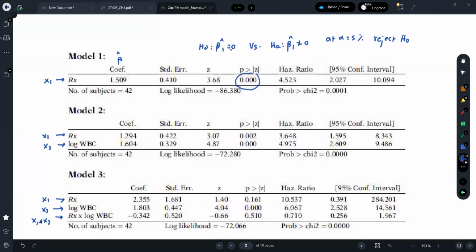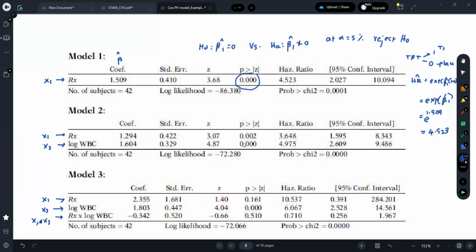That is e to the power coefficient. Yes, Nana, that's correct. Why? You use this model to compare the two groups, the treatment 1 and 0. This is the treatment group, and this is the placebo group. When you find the hazard ratio, h naught cancels out, and you get exp of beta 1 hat times (1 minus 0), which is exp of beta 1 hat. So if you take e to the power beta 1 hat, and beta 1 hat is 1.509, that is the 4.523. You can check it with your calculators. So e to the power coefficient is your hazard ratio.